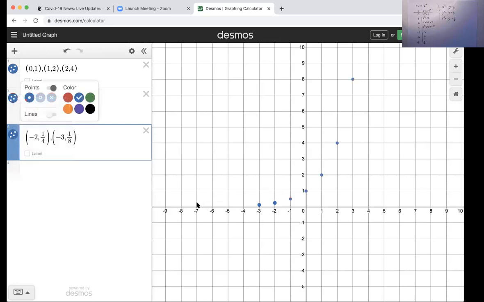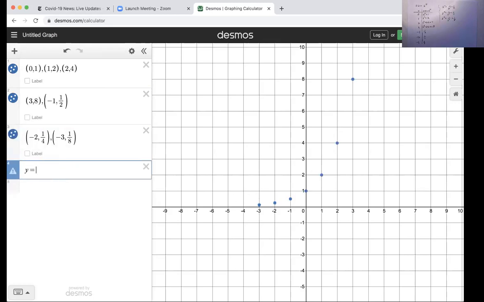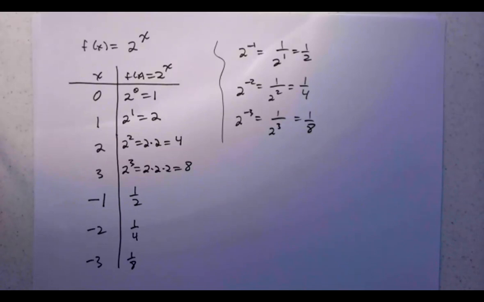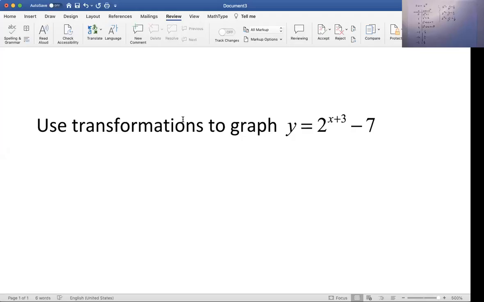So there's the points, and you can see that if we would graph it, it would go like that. All of those points are blue. So that's our graph of 2 to the x. Let me just quickly show that to you. There it is. There is y equals 2 to the x. But I'm going to move everything. What am I trying to graph? What is my question I'm working with? We're trying to graph y equals 2 to the x plus 3 minus 7. So right now we have f of x equals 2 to the x, and we want to graph y equals 2 to the x plus 3 minus 7.